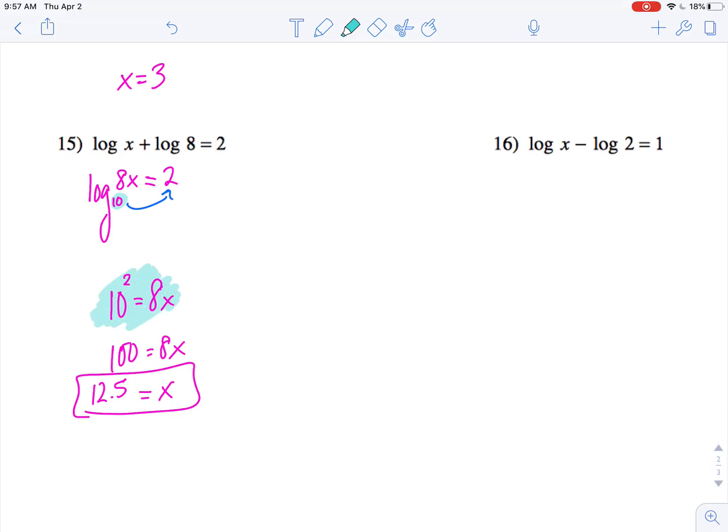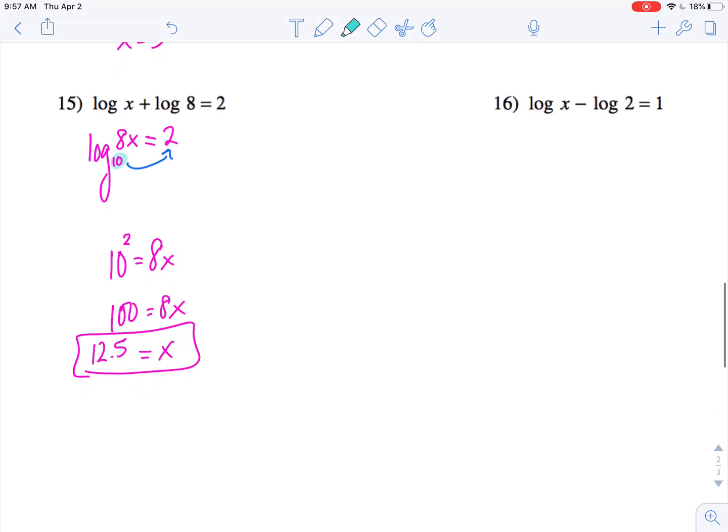So again, condense this side into a single log, and then set it as an exponential form problem. So you have to rewrite that in the middle, and then you can solve for x.